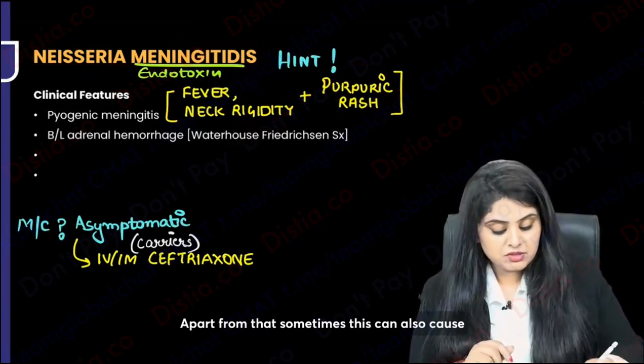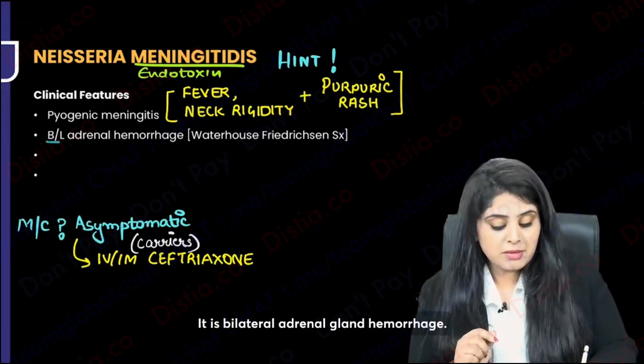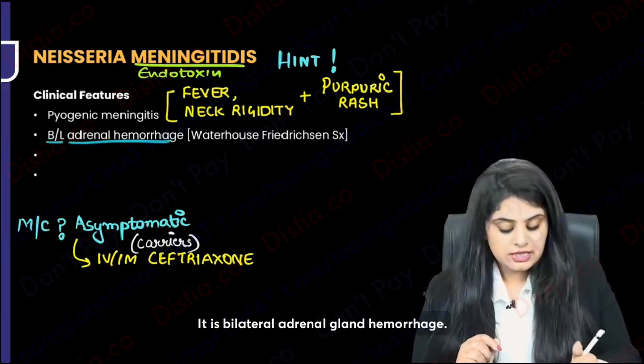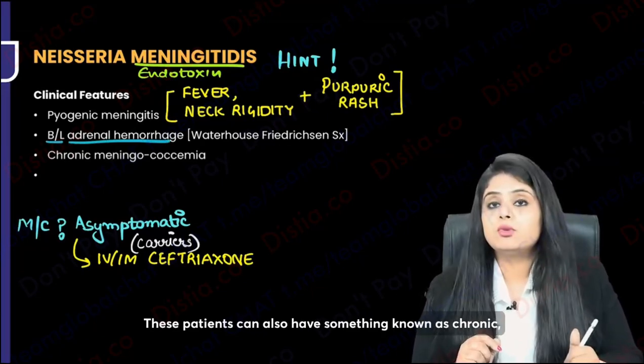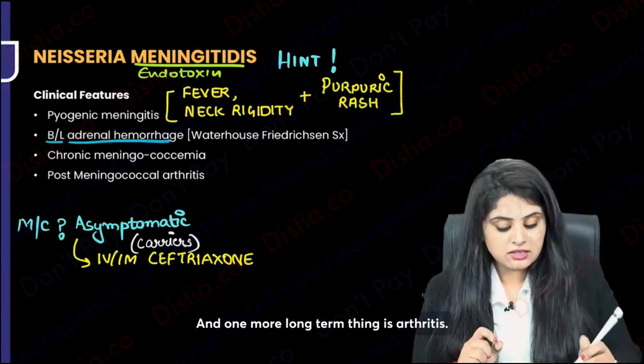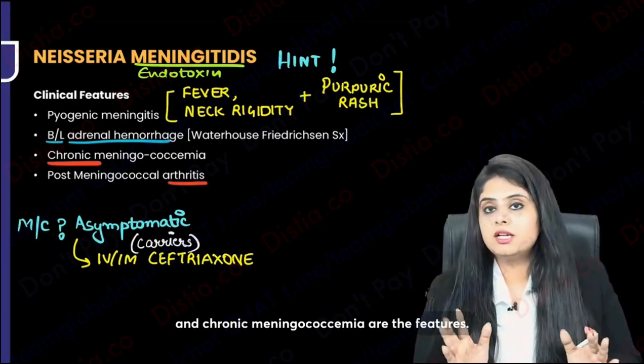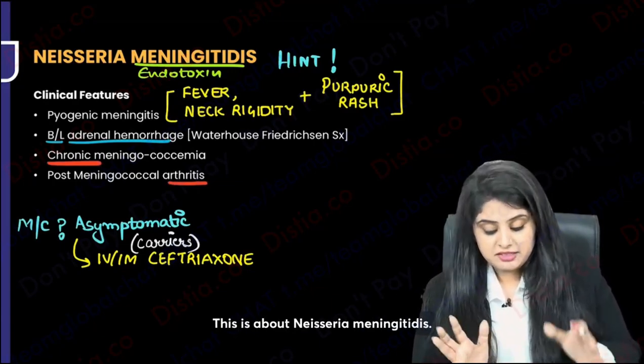Apart from that, sometimes this can also cause Waterhouse-Friderichsen syndrome. What is Waterhouse-Friderichsen syndrome? It is bilateral adrenal gland hemorrhage. These patients can also have something known as chronic, long-term chronic meningococcemia, and one more long-term thing is arthritis. Post-meningococcal arthritis and chronic meningococcemia are other features. This is about Neisseria meningitis.